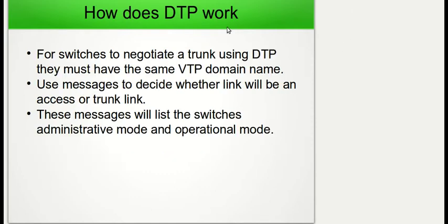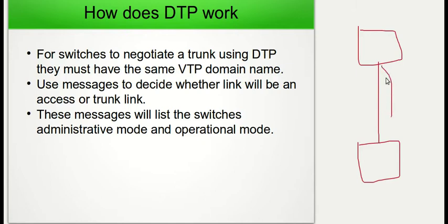So how does DTP work? Well, firstly, for switches to negotiate a trunk via DTP, they must have the same VTP domain name. If we are trying to use VTP, we have to configure a VTP domain name, and the switches with the same VTP domain name will share the same VLANs, and switches that don't have the same VTP domain name will not share the same VLANs. So when two switches want to form a trunk link, and they're trying to use DTP to negotiate whether this should be a trunk or an access link, they have to have the same VTP domain name, otherwise they can't use DTP to negotiate a trunk.